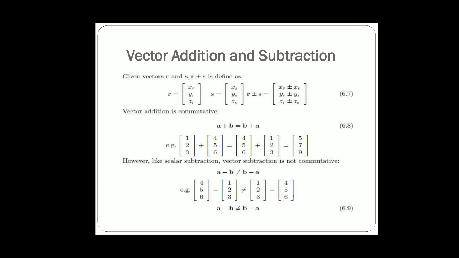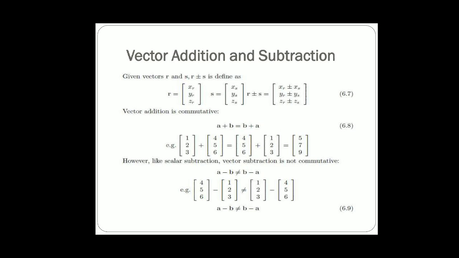If I am taking it in the non-commutative format, that is, I am doing the subtraction, subtraction will be different. That is, 4 5 6 minus 1 2 3 is not equal to 1 2 3 minus 4 5 6. So a plus b is equal to b plus a, but a minus b is not equal to b minus a, as is proved in the summations.